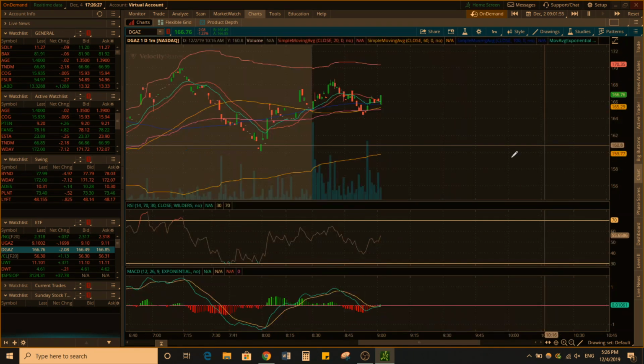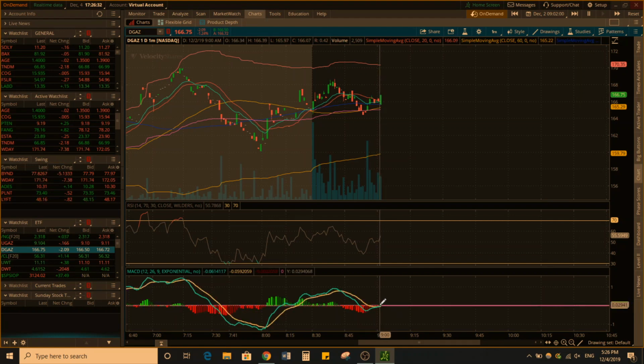Let's see. Okay, it's pushing up, pushing up. One green on the MACD. That's pretty good.